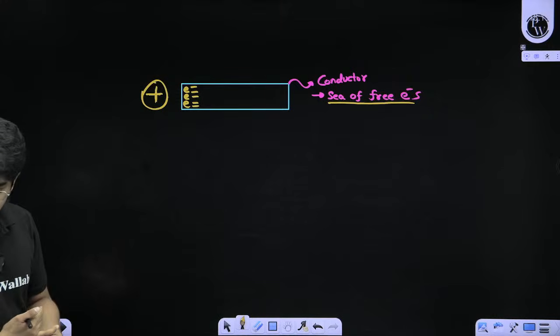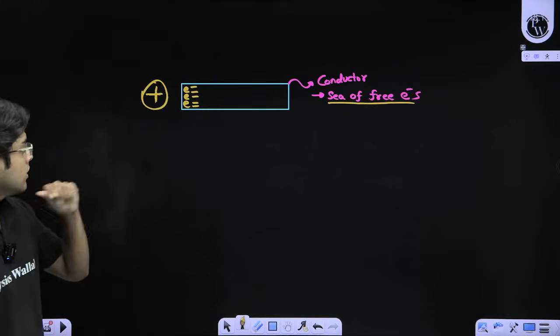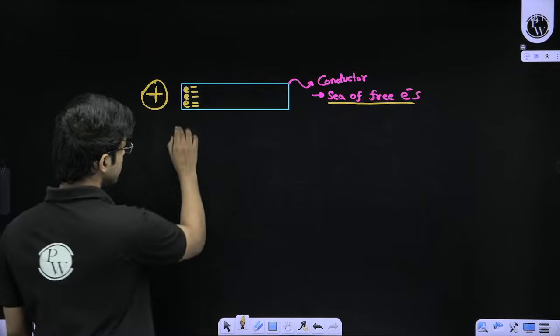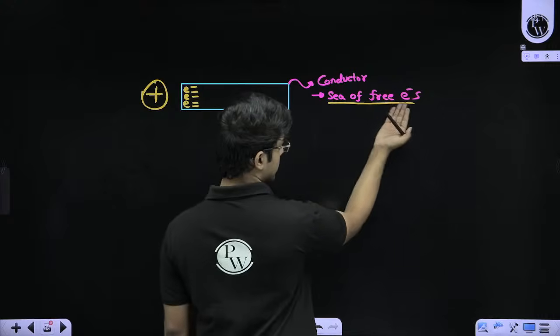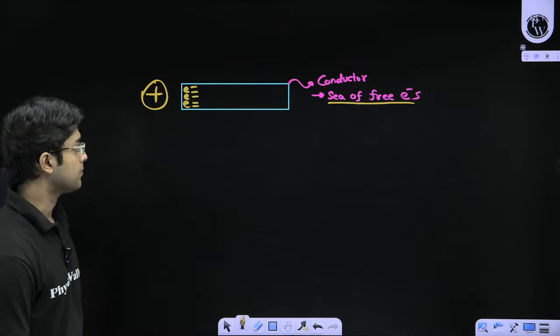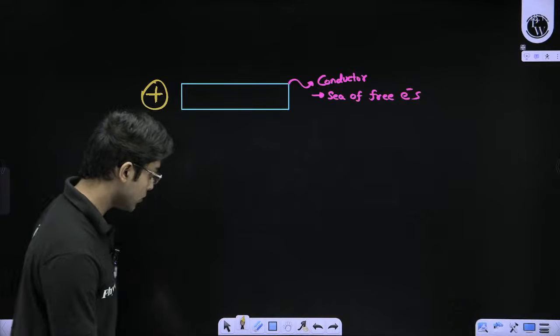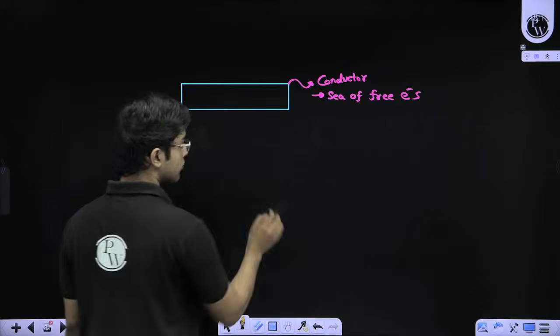Okay. Now, similarly, if you take this positive charge and bring it to the right side, now these electrons will run to the right side. This simply means that the electrons have freedom to move inside the conductor. Okay. So now, we are going to discuss how we will generate a current using a conductor.